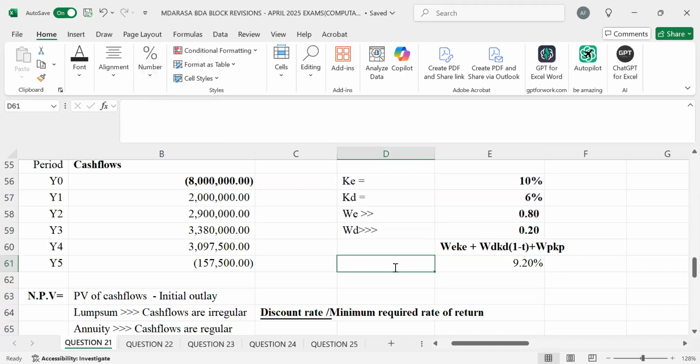WACC, this is now what we will be having there. See? 9.20%. That is what you should be having.